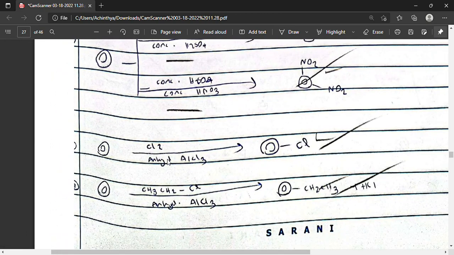Now, this reaction over here is called benzene chlorination. If you were to add chlorine with a Lewis acid like anhydrous AlCl3 into benzene, we will get chlorobenzene.